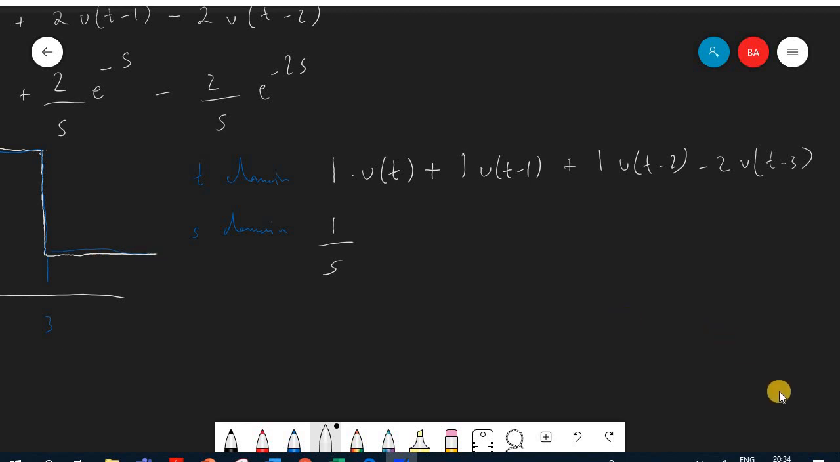If you want to represent this, this is like happening at 0 seconds, and then I am having a step input that is happening at 1 second, and another step input that is happening at 2 seconds, and then a step input of minus 2 units that is happening at 3 seconds.